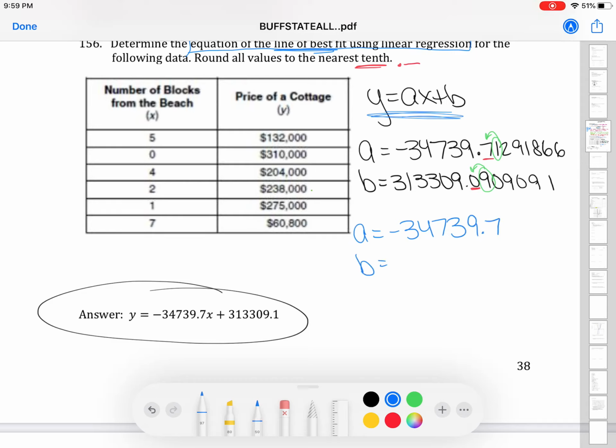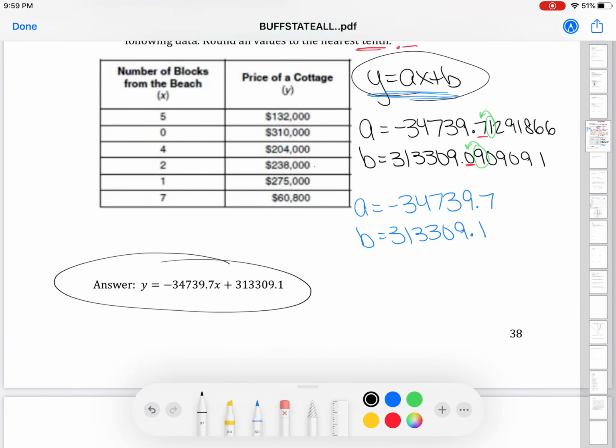So A is actually going to be -34739.7 when rounded, and B is going to be 313309.1 because the 9 bumps the 0 up to a 1. Now that you know what A and B are, you can plug them into this format right here. So my final answer is going to be y equals negative 34739.7, make sure you bring down that X, and then plus B is going to be plus 313,309.1. I know those are bigger numbers. You really won't see big numbers like that on a test or a quiz, but it's just a good example to go over.